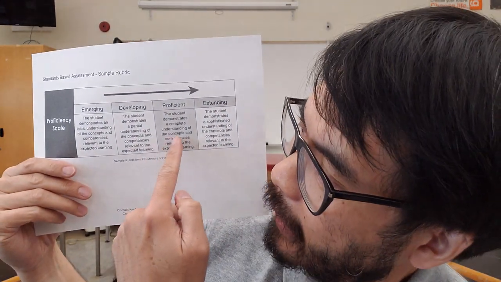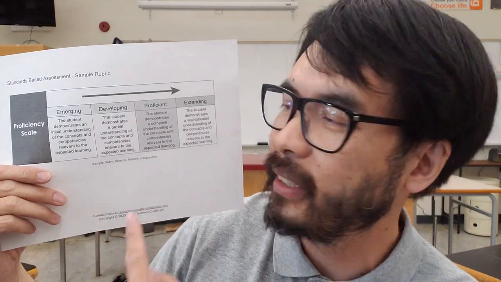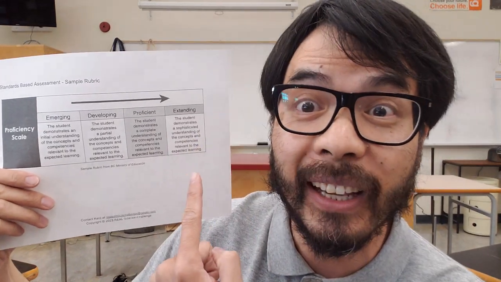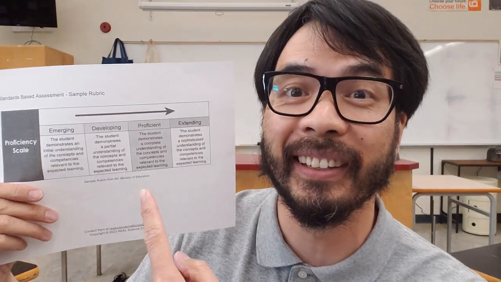Now, the problem with proficiency scales in SBA is the definition of each proficiency level beyond the general descriptions. For example, this rubric says proficient is a complete understanding of concepts and competencies, whereas extending is a sophisticated understanding, while developing means a partial understanding. But what does partial, complete, and sophisticated actually look like? Now, here's where we can borrow an idea from old standardized exams.